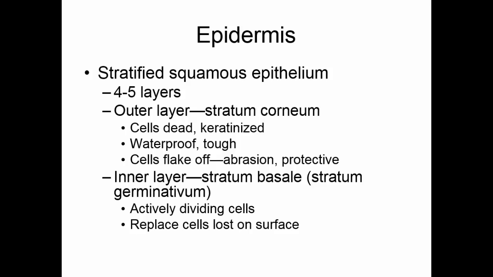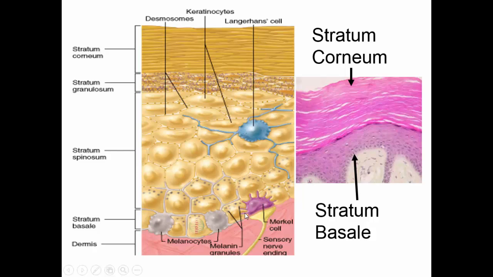The layers in between the stratum corneum and the stratum germinativum have cells going through different processes to become those dead keratinized cells. Here you see a cross-section through the skin, a picture, and an actual microscopic structure. The outer layer is 30 or so layers of these dead keratinized squamous epithelial cells. This is the stratum corneum. These cells are all dead.